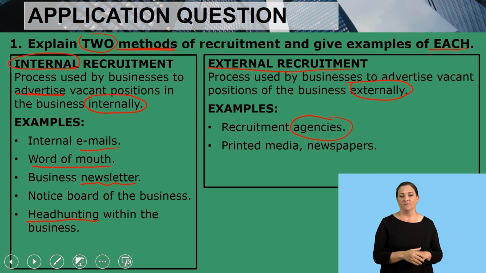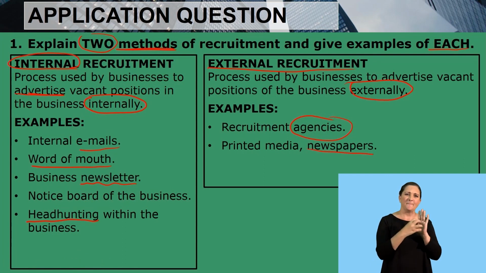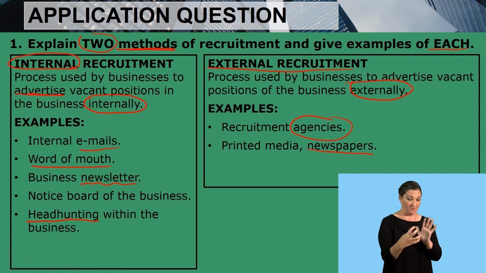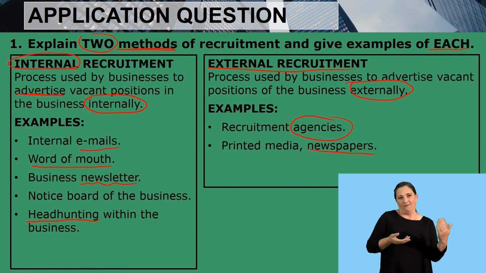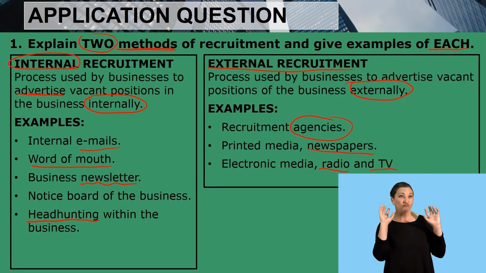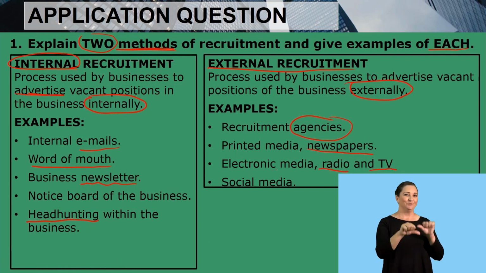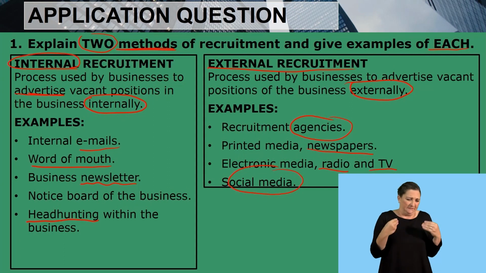And then we also have printed media such as the newspaper. This is the most common way to advertise a position, where the business will simply pay to advertise their vacant position in the newspaper so that whoever reads the newspaper can see that there is a vacant position. They can also use electronic media such as the radio and the TV. And then lastly, the business can also use social media. I'm sure you might have come across certain jobs that were being advertised as you were scrolling through your social networks.